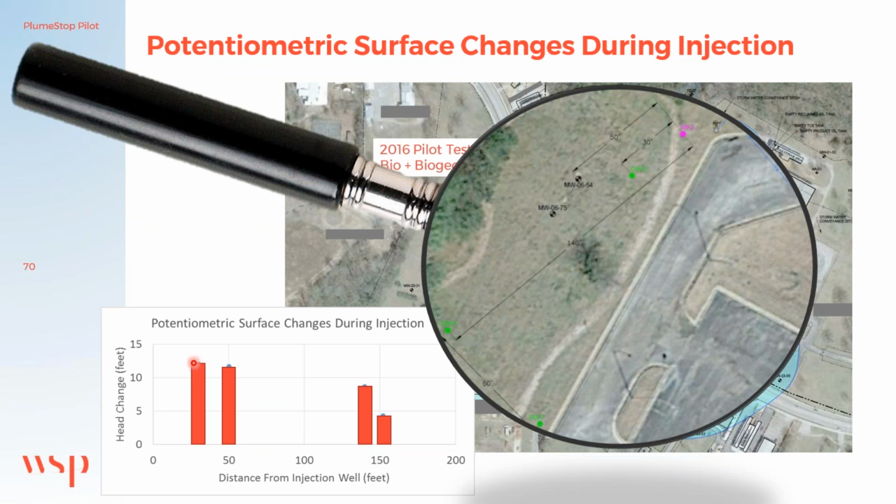In the near field wells, those 35 and 50 feet away, we had greater than 10 feet of head change during injections. And in the far field wells, we even had change. At 140 feet away, we had about 8 feet. And at cross gradient to that 140-foot well, about 165 feet, we still had 4-foot head change. And this was all done under low pressures, probably about 30 psi at the injection head.